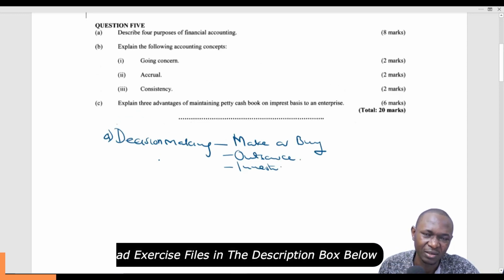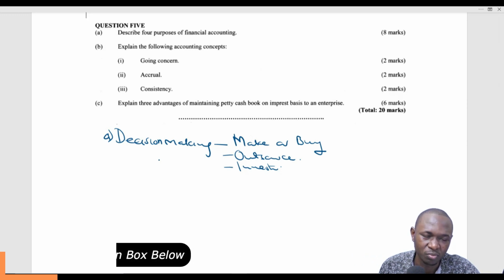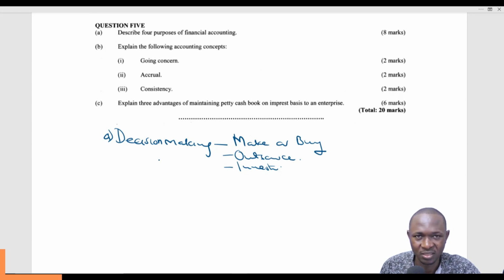It also guides the ownership of the business, whether to put more money into the business or not. It guides the potential investors. It guides the financial institutions on whether to lend money to the business. So generally, financial accounting is used to guide decision making. It helps people make informed decisions.